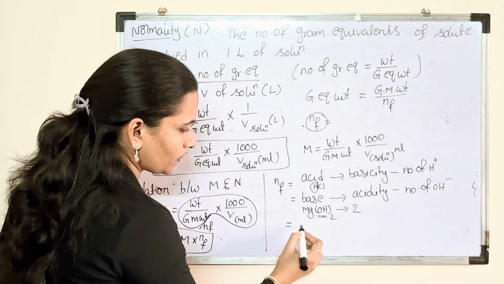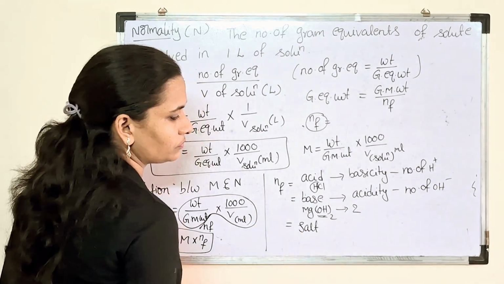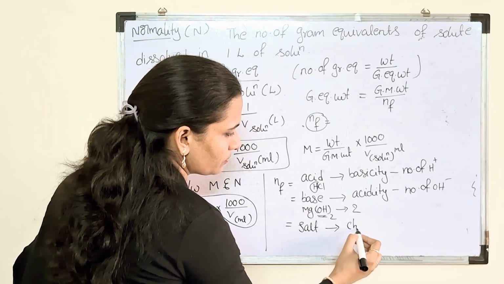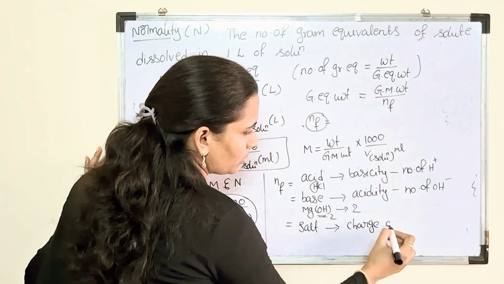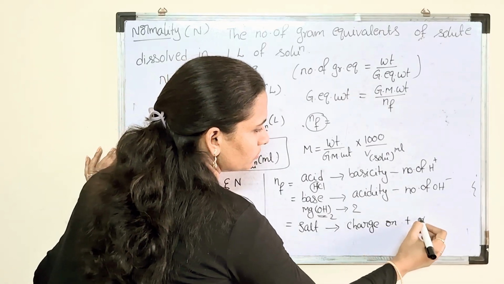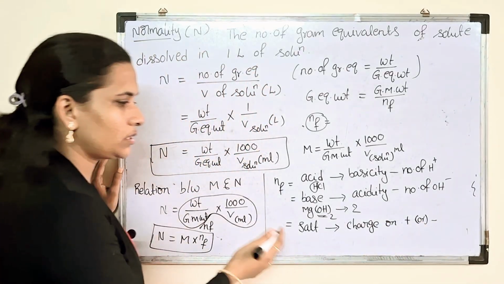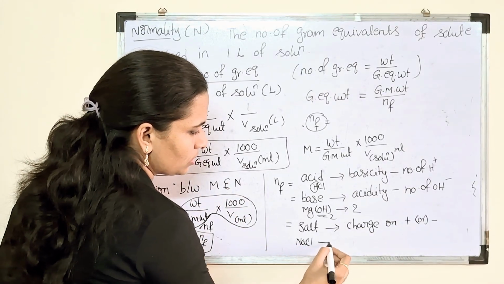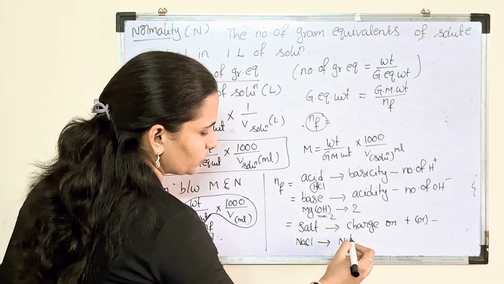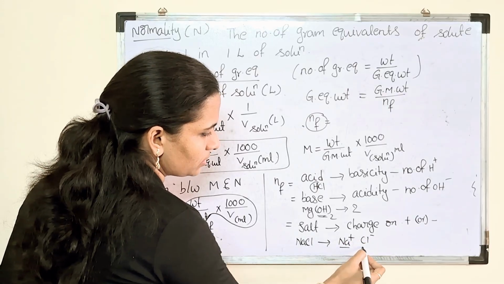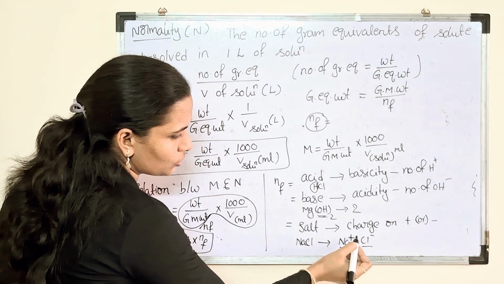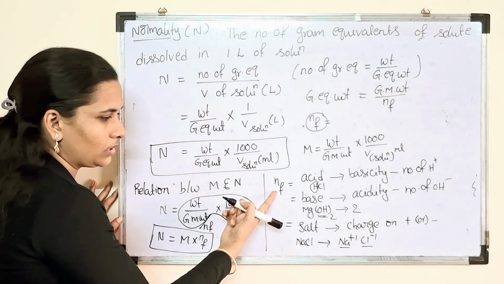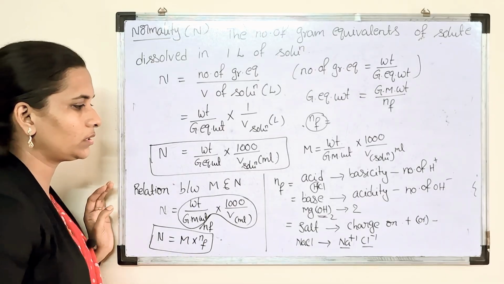If the given solute is a salt, then the n factor is equal to the charge on the cation or anion, either one; that is the n factor for the salt. For example, take NaCl. What is NaCl? Na plus and Cl minus. This is the cation, this is the anion. The cation charge is 1, and the anion charge is also 1. So the n factor for NaCl is 1 only. Like this we can calculate the n factor.